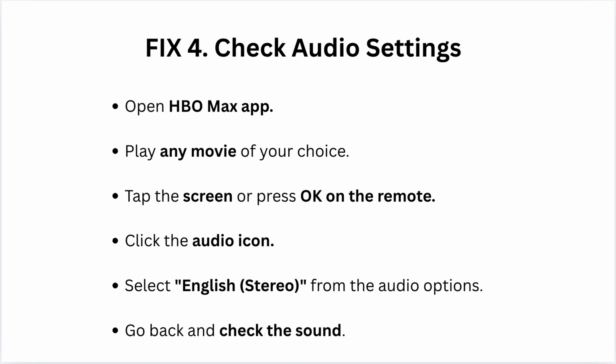Fourth fix is check audio setting. Open HBO Max app. Play any video or movie of your choice. Tap the screen or press OK on the remote. Click the audio icon. Select English stereo from the audio option. Go back and check the sound.